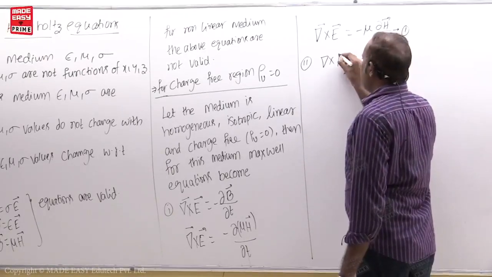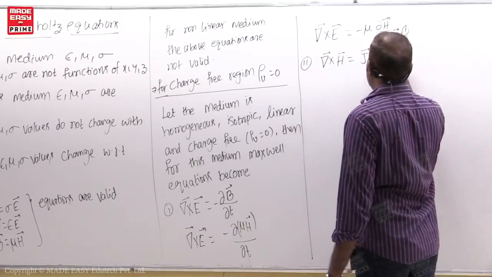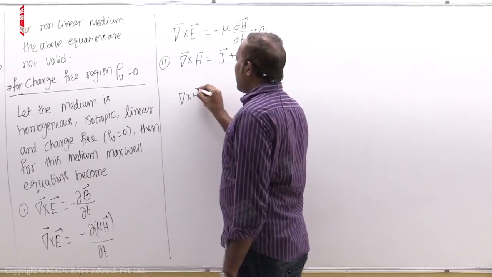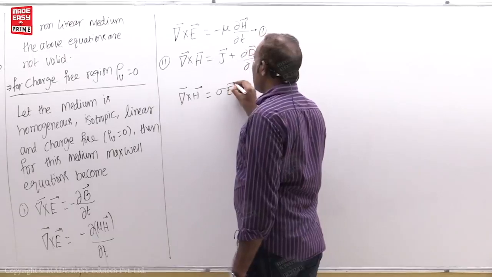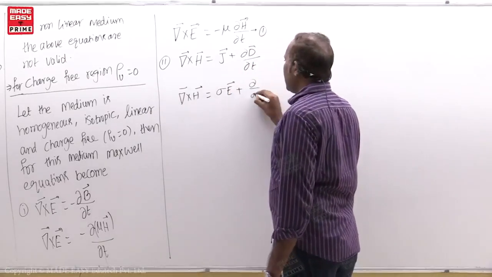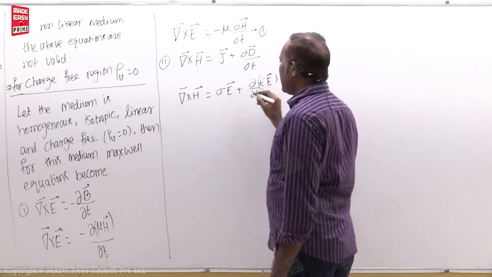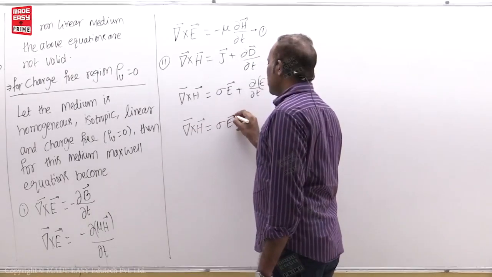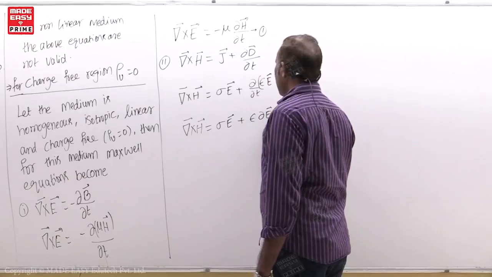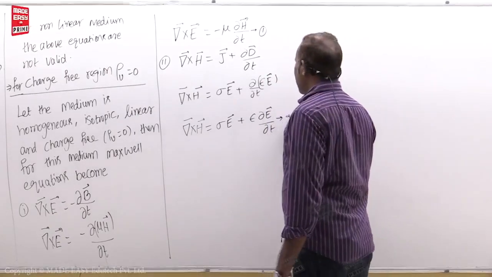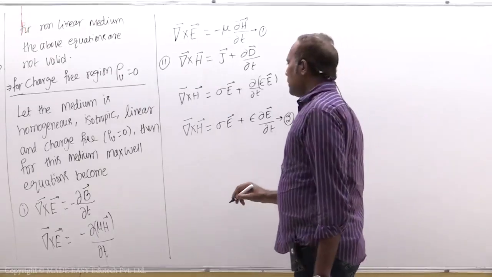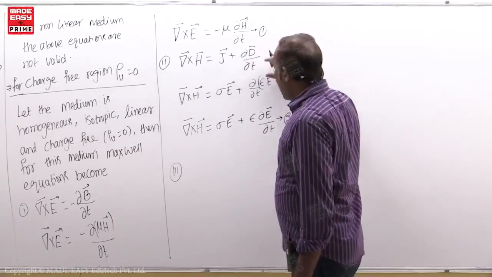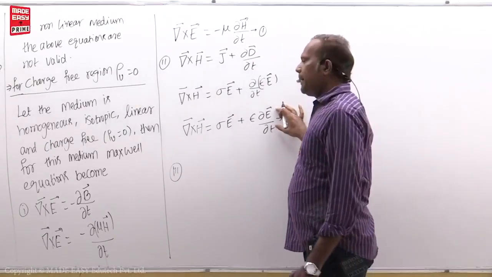Now the second general equation, general meaning it is valid everywhere. So del cross H bar is equal to J bar plus dou D bar by dou t. Now for a linear medium, J is equal to sigma E, and D is equal to epsilon E. Now del cross H is equal to sigma E plus epsilon dou E bar by dou t, equation number 2. This is a general Maxwell equation, and this form is valid for a linear medium.